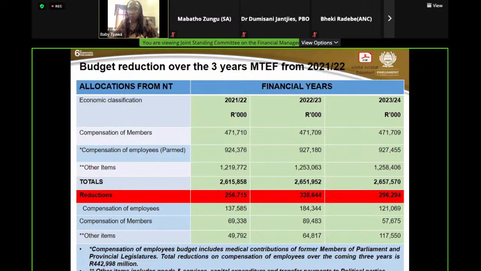The reason this is an opportune time, and we are happy, Honorable Chair and Honorable Members, that we are presenting the risk strategy to yourselves. It is going to be important that Parliament strategize, revisit the strategy of the 5 years, reprioritize in terms of what is it that we can co-fund currently. That's the one. The next point is, what is the risk of reduction on compensation of employees?